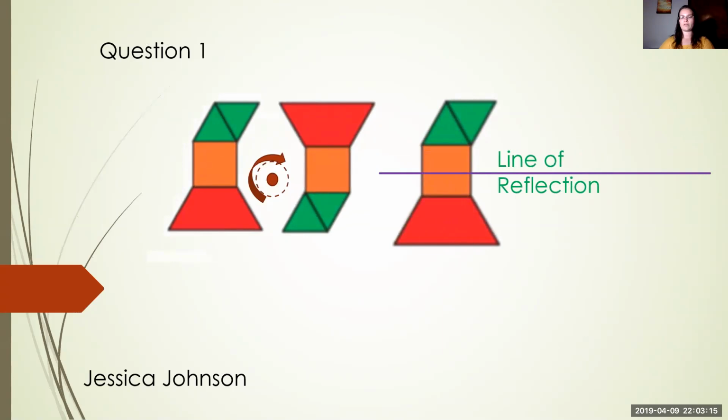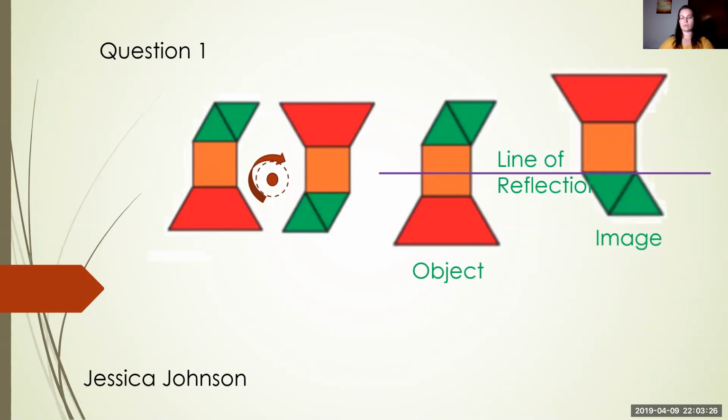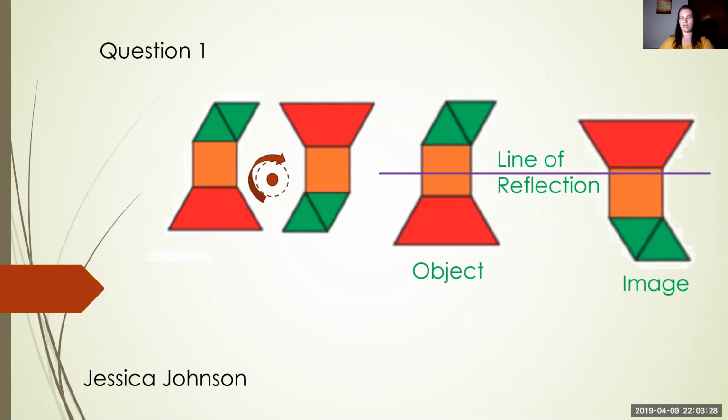Labeling our blocks, the first set of blocks are called the object. Essentially, when you have a reflection, you are flipping the object, so our image will look like this. Notice that the green tangrams are all facing the same direction because we only flipped the tangrams instead of rotating them.